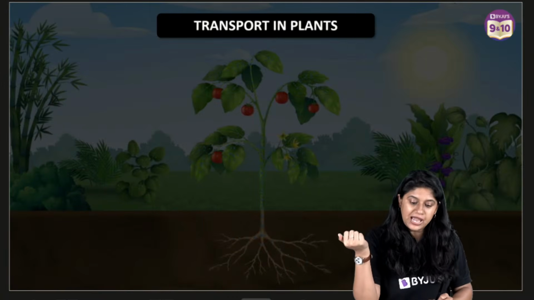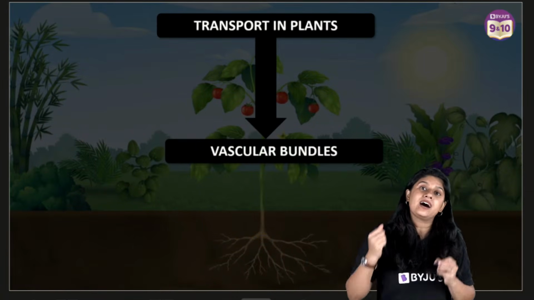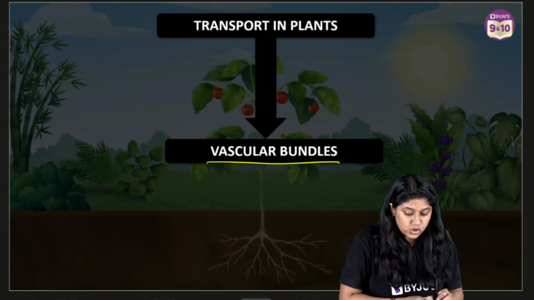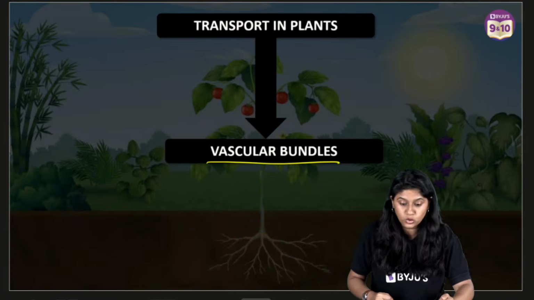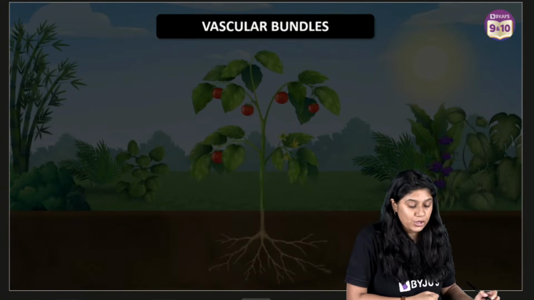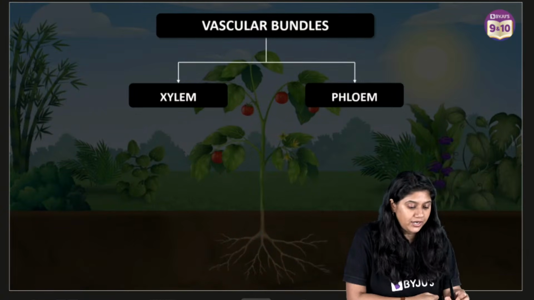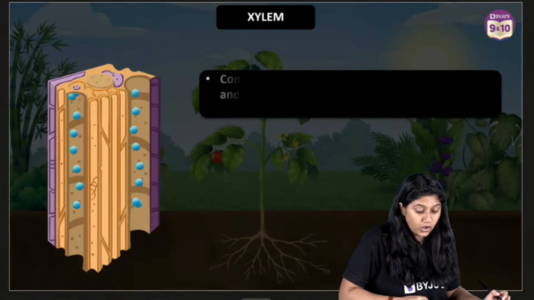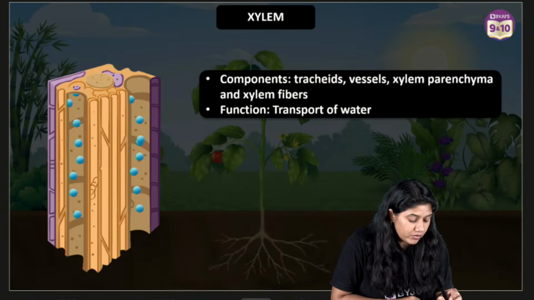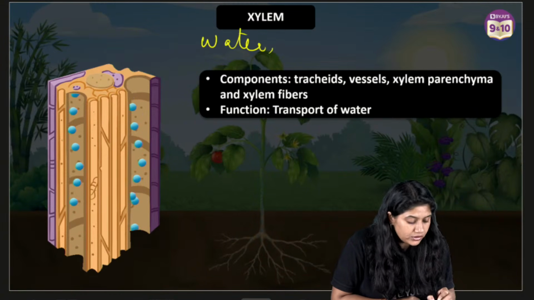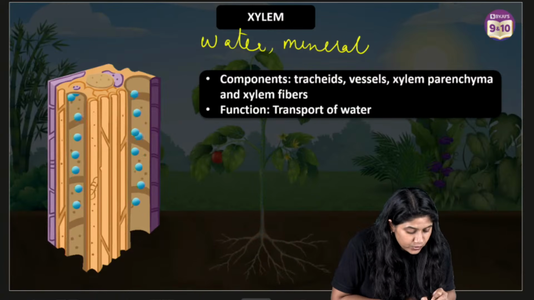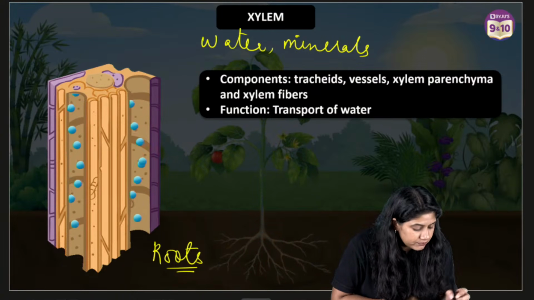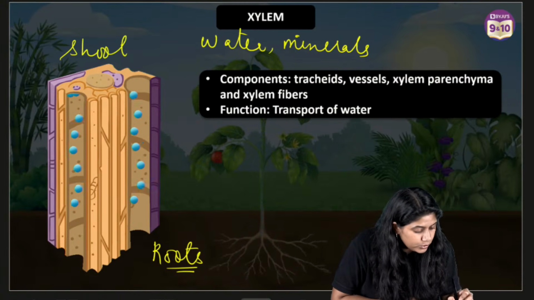In that, we have vascular bundles. In class 9th, we have discussed about the vascular bundles, right? The vascular bundles or the conducting tissues. There are two types of tissues that we have over here. We have xylem and we have phloem. Xylem is the one that carries the water and minerals, right? Remember this, everyone. Xylem carries the water and minerals from roots to the shoot, basically from the bottom to the top.